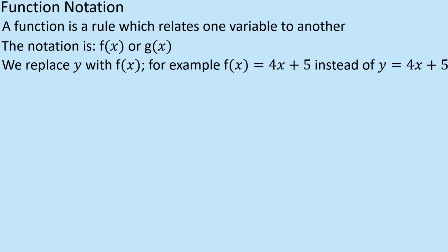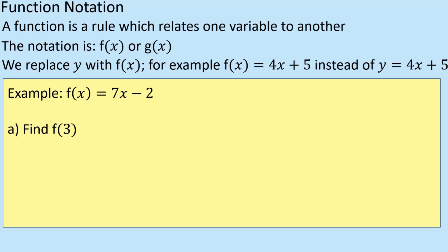So when we're talking about a function of something, what we've actually done is replace y with f of x. So for example, f of x equals 4x plus 5 instead of writing y equals 4x plus 5. But essentially what we're doing with that is very much the same. Normally, when we substitute a value for x into y equals 4x plus 5, that gives us y.